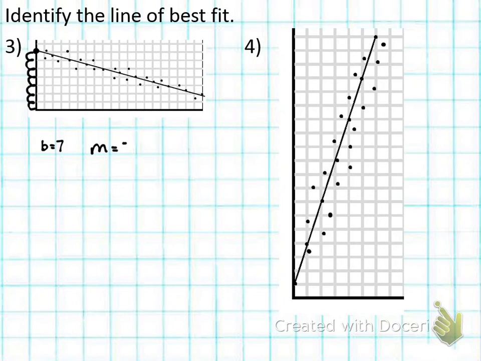Can you write me the equation of the line for me, please, for this particular scatter plot? Y is equal to what? X. Good, there you go. That's it. Number 4.